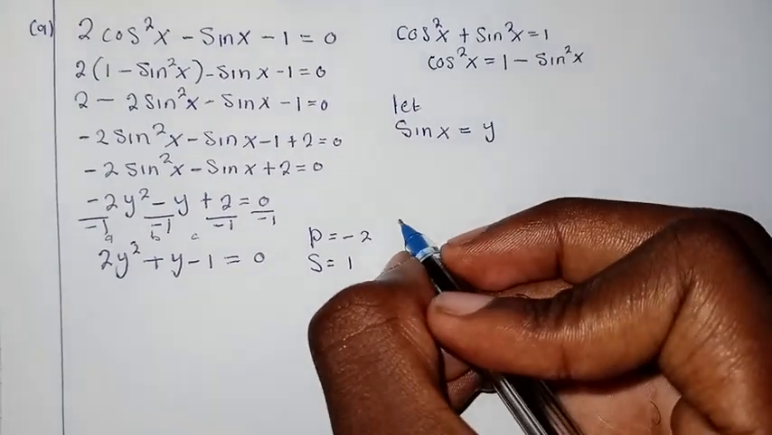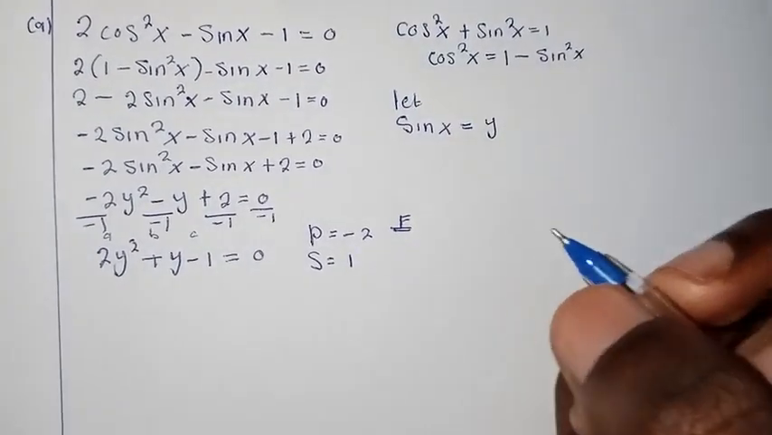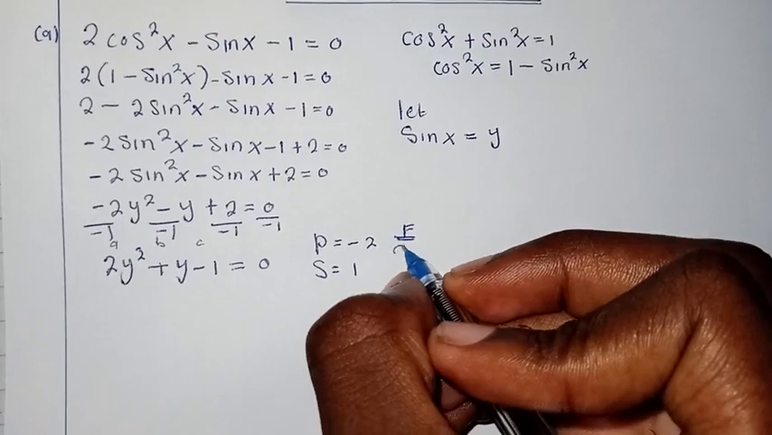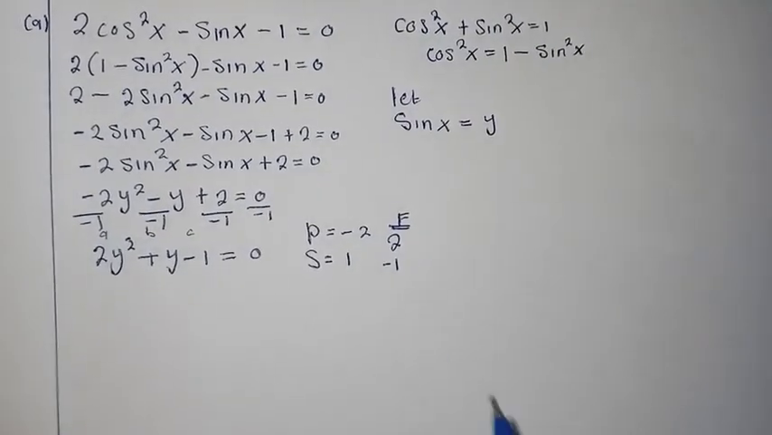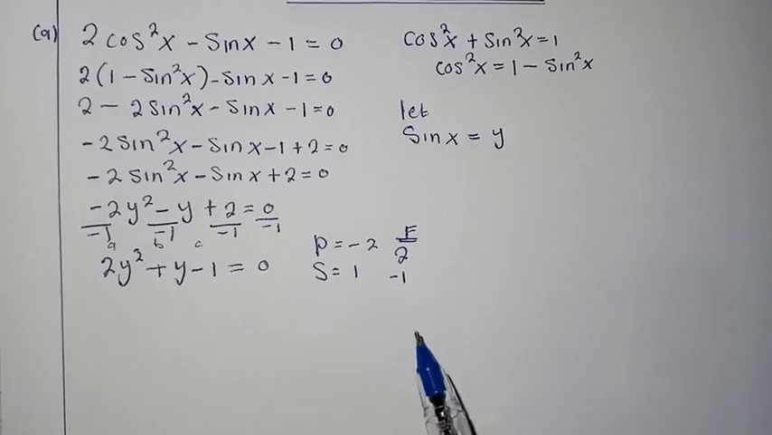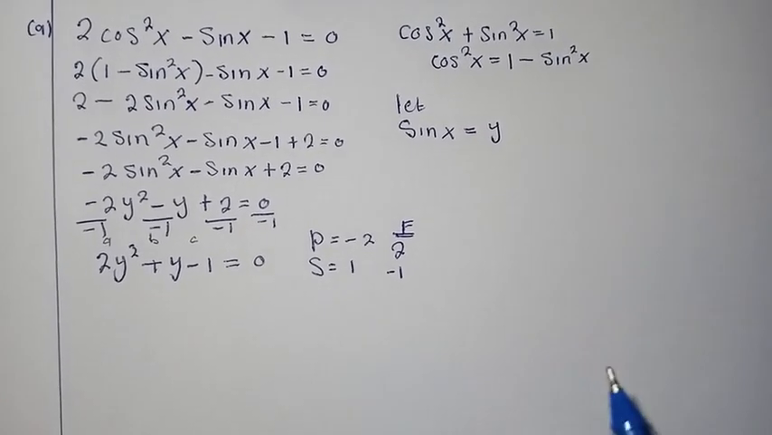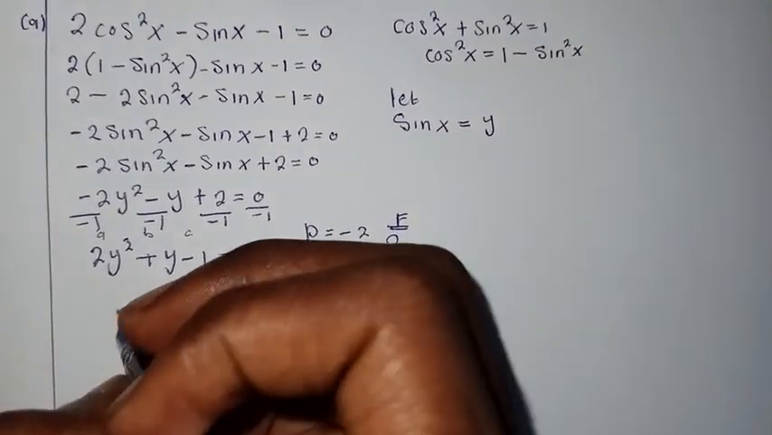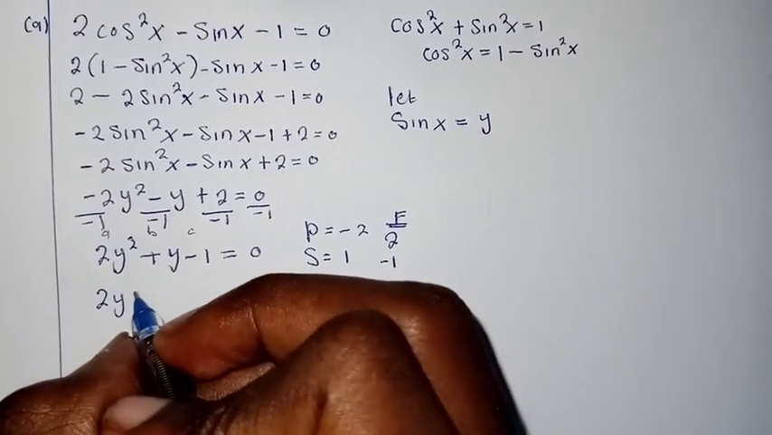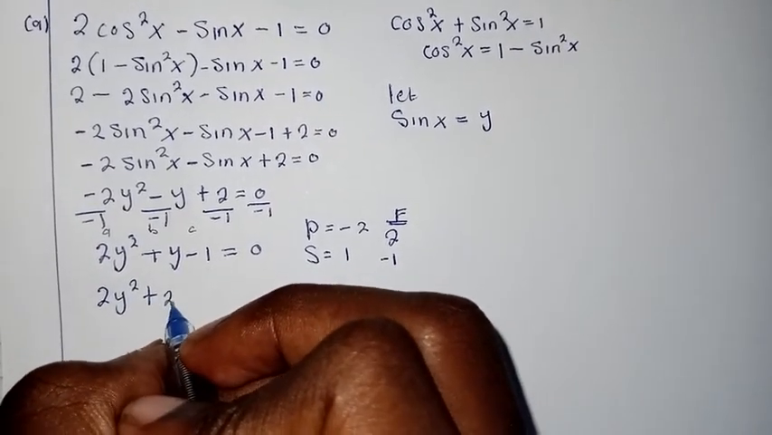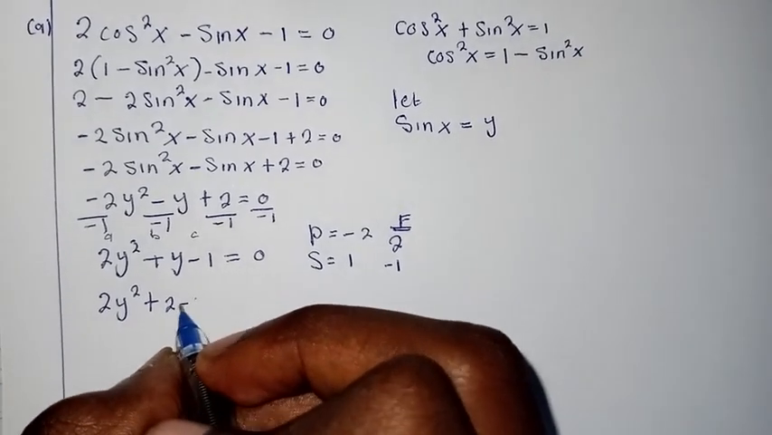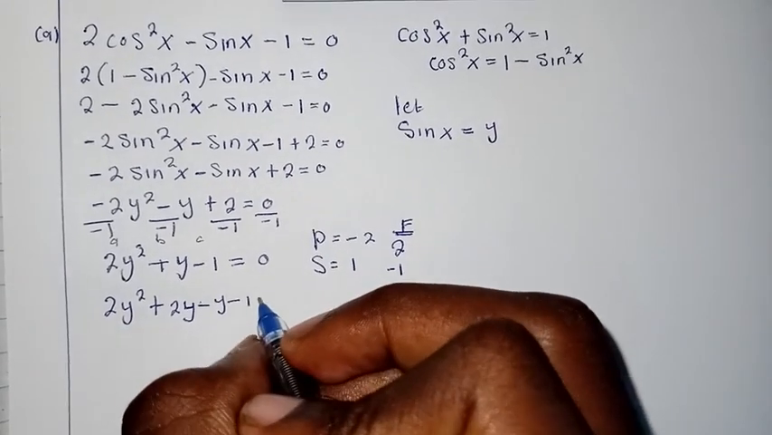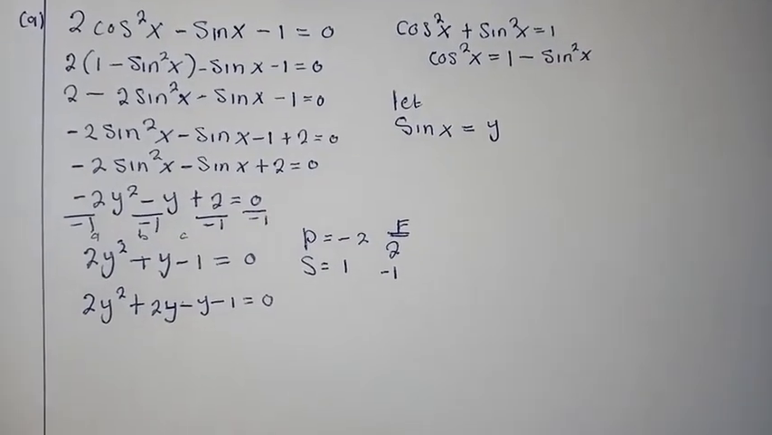We ask ourselves, what are the factors that we're going to remain with? What numbers can we multiply to give us -2, and if we add them, they give us +1? Of course, it's 2 and -1. Because we know that -1 multiplied by 2 is -2, and -1 plus 2, of course, we get +1. So it holds. Therefore, we're going to have 2y to the power 2 plus 2y minus y minus 1 equal to 0. Like that.